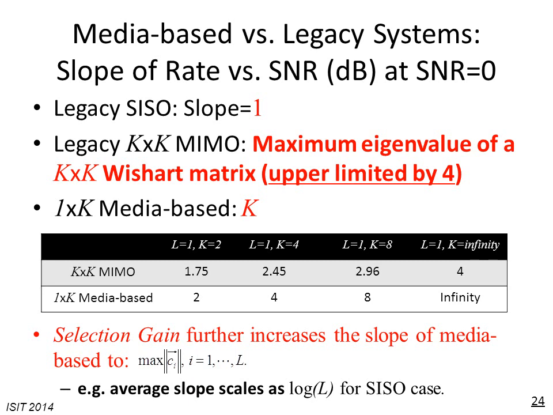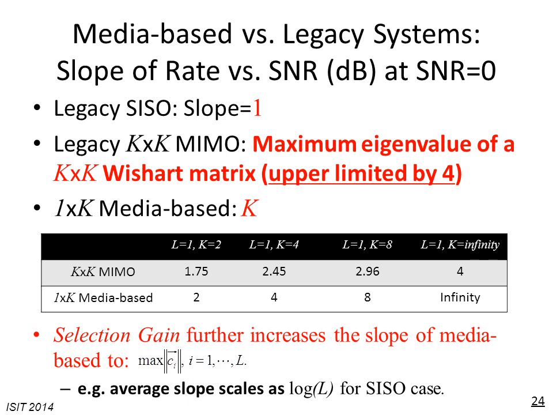So after discussing both the behavior of the effective dimensionality of a 1 by K media based MIMO versus a K by K MIMO, and also the selection gain, now we come to the point of comparing a media-based modulation versus a legacy system by looking at the slope of rate versus signal-to-noise ratio at SNR of 0 dB. For a legacy SISO, the slope is 1. For a legacy K by K MIMO, the slope is the maximum eigenvalue of a K by K Wishart matrix, for which the average value is upper limited by 4.